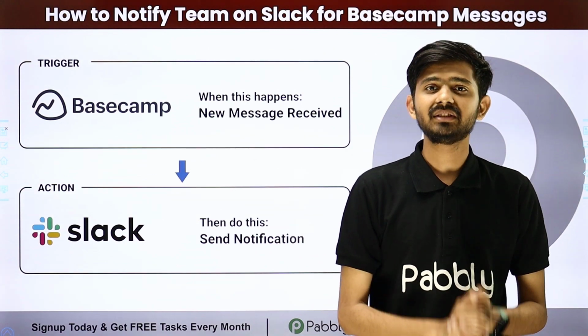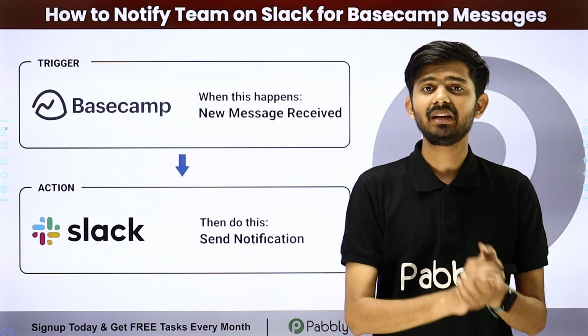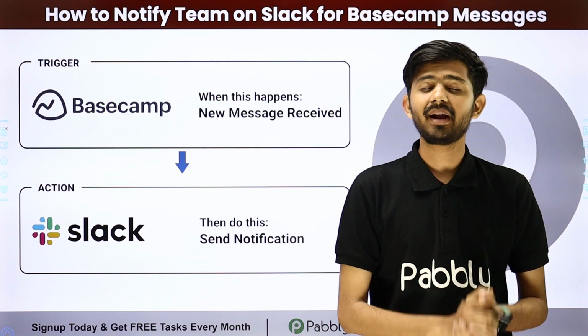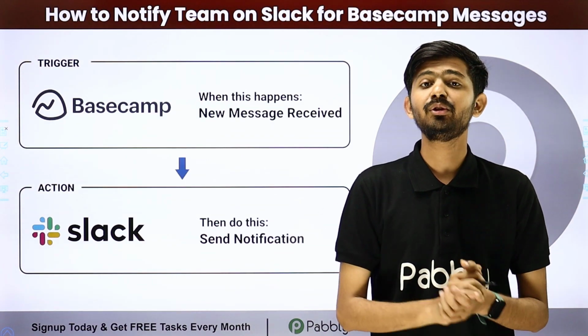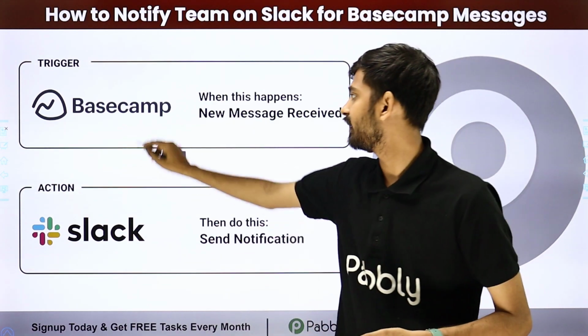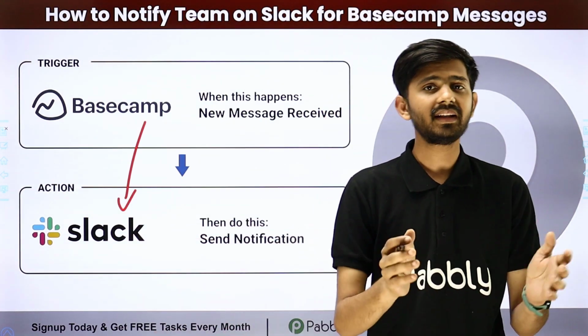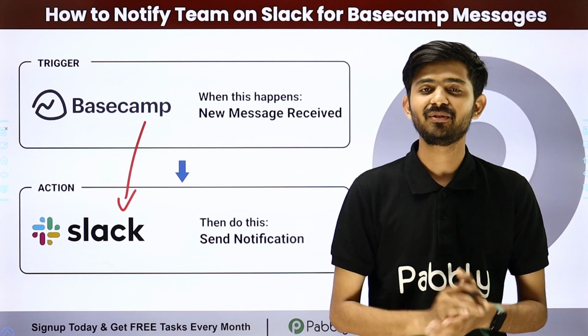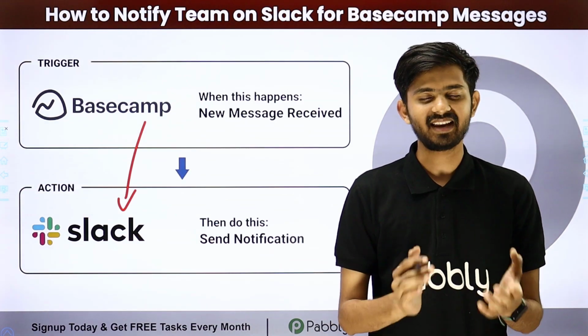So here my objective is that whenever I receive a message from my team member in Basecamp, then automatically, by using those message details, I'm going to notify my team on Slack. For that, I have to build a simple connection between Basecamp and Slack. For building this connection, I'm going to use Pabbly Connect, which is an amazing software for automation and integration.